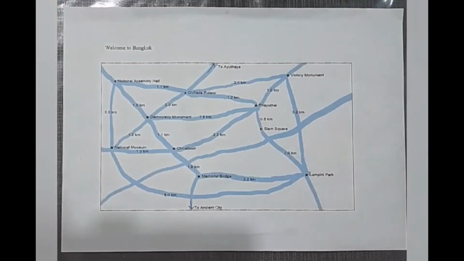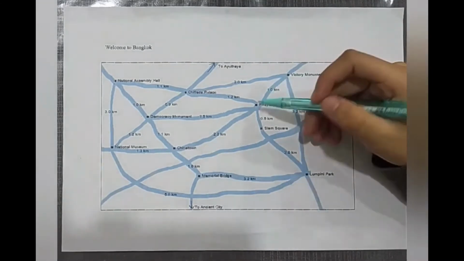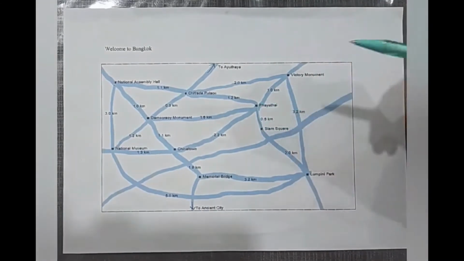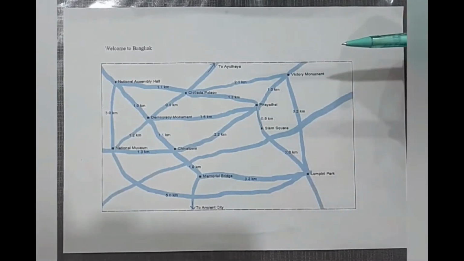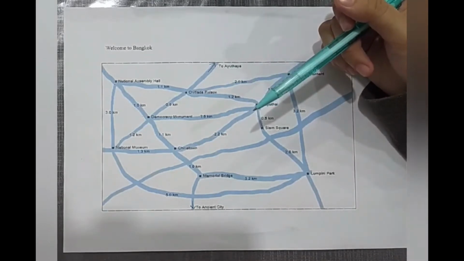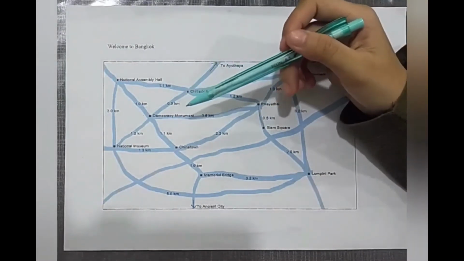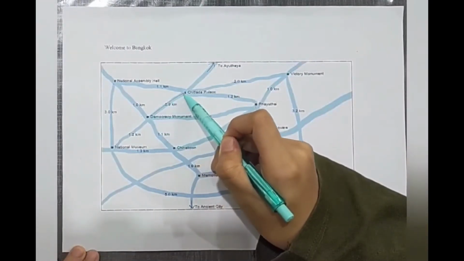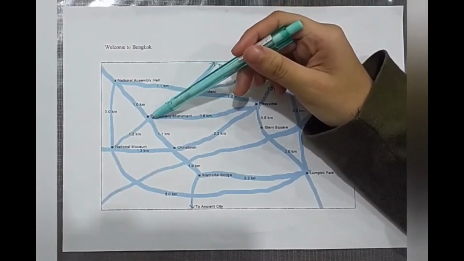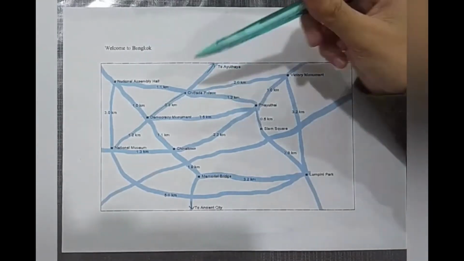Okay, let's continue with the map of Bangkok using the same method. This is Kruskal algorithm. First, find the minimum weight. The minimum distance from Payatai to Siam Square is 0.5. Find another 0.5. There is no other 0.5. 0.9 is the next minimum weight. 0.9 from Democracy Monument to Jitlada Palace.